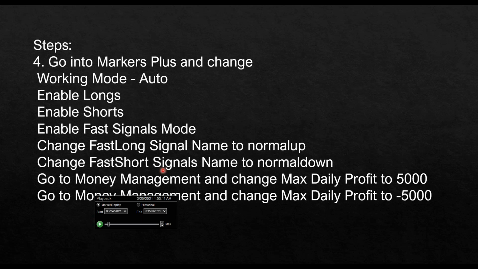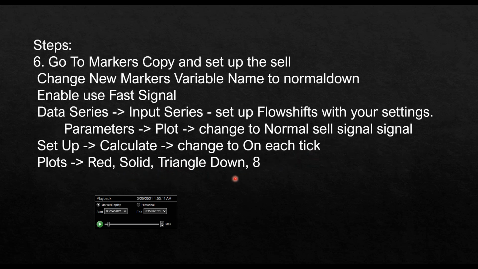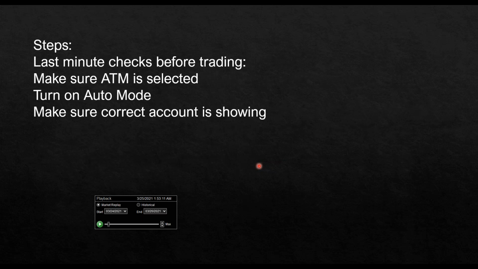You could change the money management if you want. If you don't want to use 500 and 500, you change it to 1,000 and 1,000 or something. Whatever, that's up to you. Then you've got to set up the buy. Just these steps here: change the variable name to normal up that you had set up here. Normal up, normal down. Enable the fast signal, so it's going to read that. Set up flow shifts in your setting. You've got to plot the normal buy signal. Calculate on each tick, plot blue triangle up. The sell is the same, but opposite. And that's really all that it is. Last minute checks: just make sure your ATM is selected, turn on auto mode, make sure the correct account is showing.